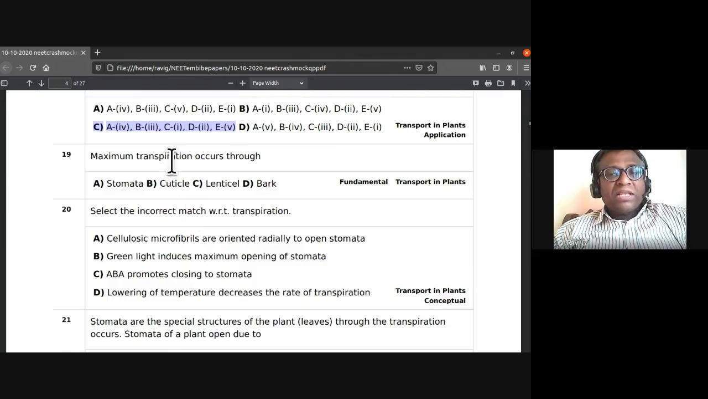So the maximum transpiration occurs through, is it stomata, cuticle, lenticel? I told you when discussing that stomata is nearly 85 to 90% of transpiration by leaves, stomata of leaves. 5% is by cuticle, 5% is by lenticel. So the maximum transpiration occurs through stomata. 19th one, A is the answer.